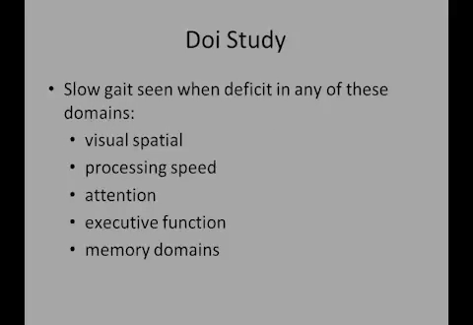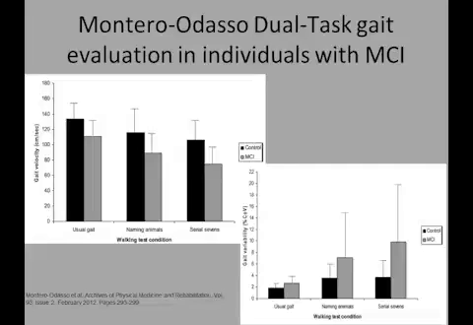So we see slow gait with deficits in any of the domains of visual, spatial, processing speed, attention, executive function, and memory domains. All 5 of those were tested with this study, and we see deficits in gait speed, or performance really, with any of these areas. So this was a study done by Montero Odesso, which was another dual task gait evaluation in individuals with mild cognitive impairment. And Montero really seems to be at the forefront of this.